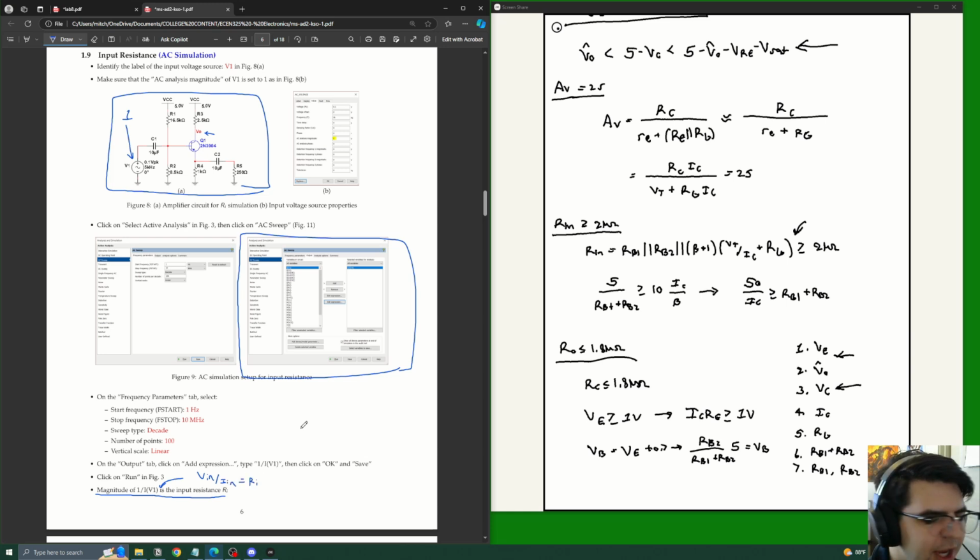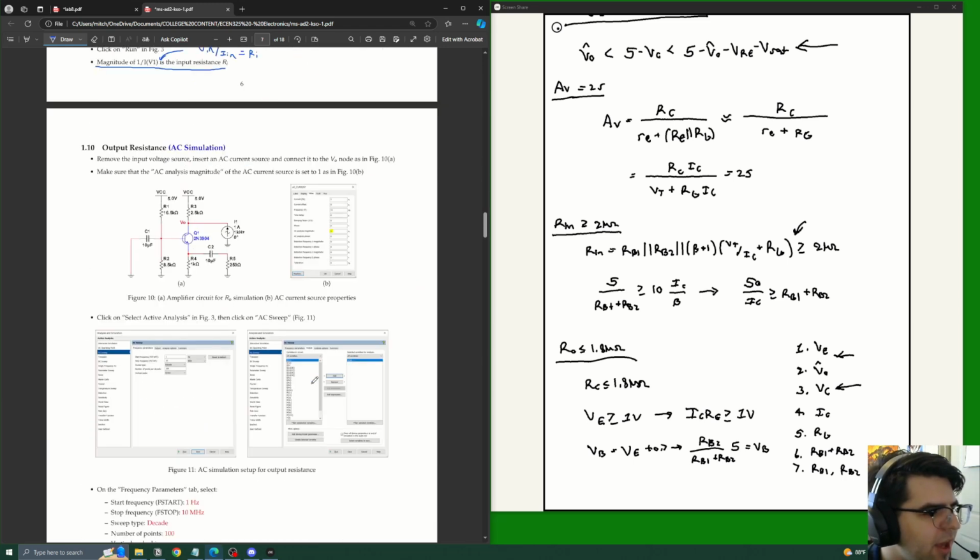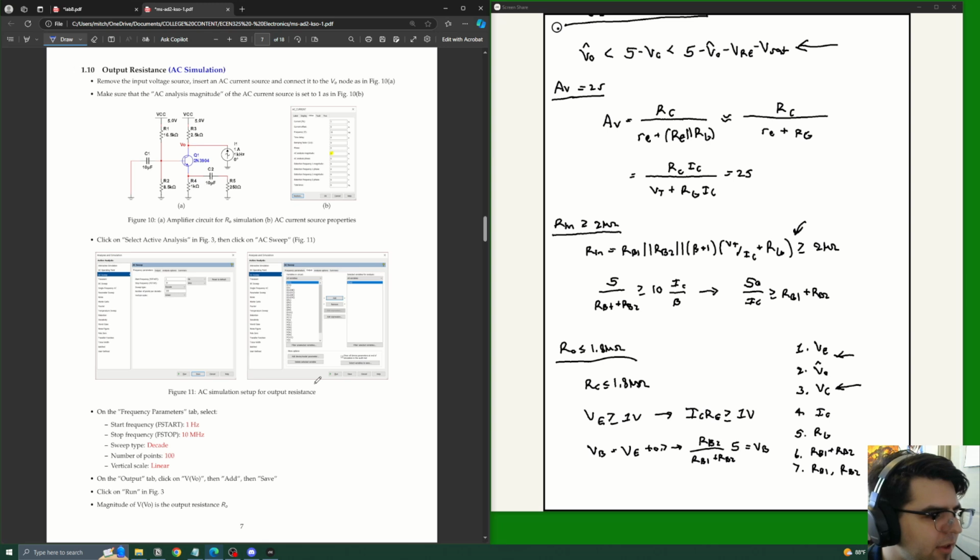Then you'll end up getting a Bode plot. I recommend changing the vertical scale to linear instead of dB for this. You'll get a little Bode plot that might look something like this, and then pick your input resistance as the flat value at the bottom. Very similar for the output impedance. In this case, we apply an AC current source to the input. So remove your input signal, apply an AC current source, and the magnitude of Vo is the output resistance, Ro.